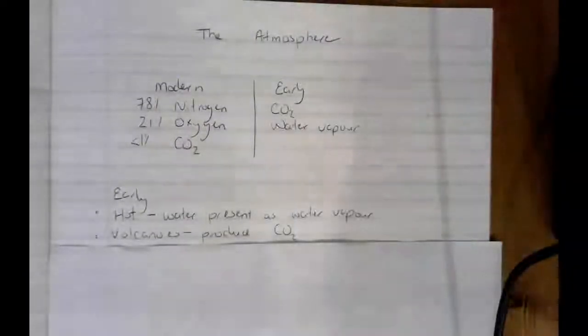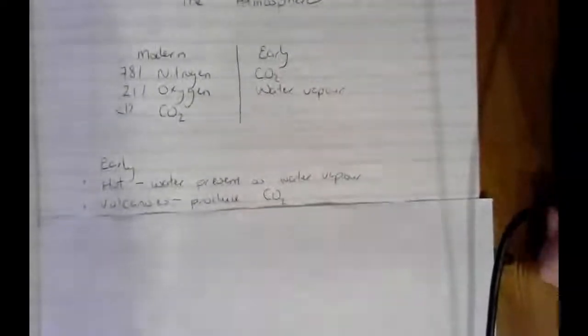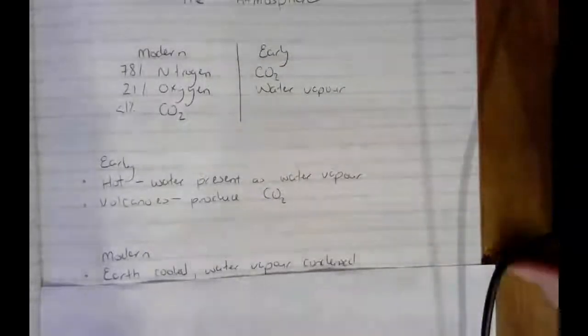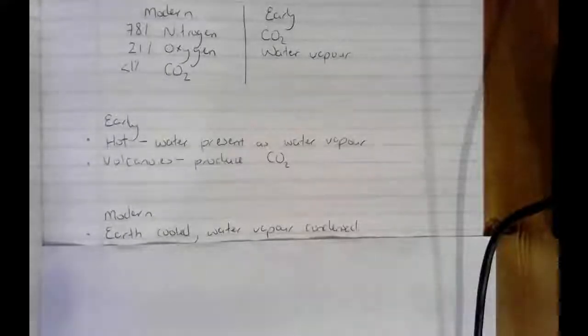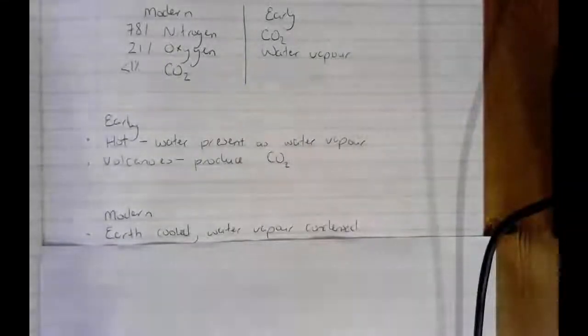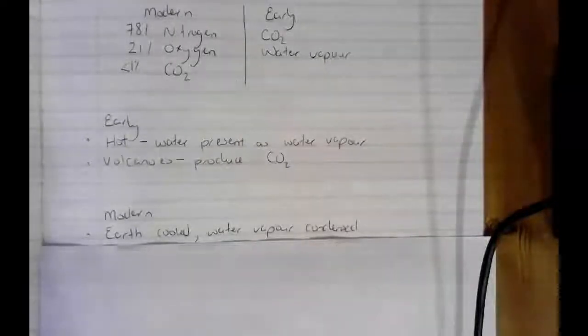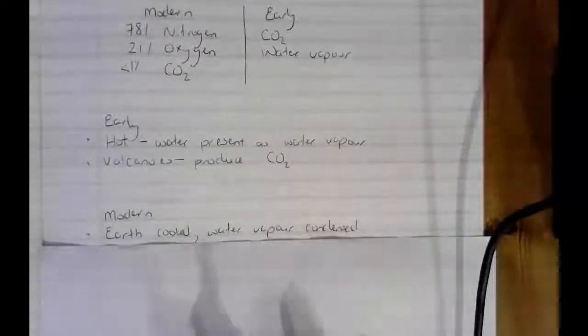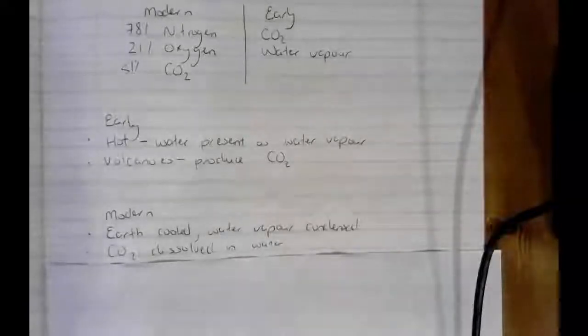If we look at the modern atmosphere, you can see it's quite different, and you need to know how that atmosphere changed and why it changed. So the first thing that would have happened is that the Earth cooled. And when the Earth cooled, the water vapor condensed. If you were asked about this, you'd need to use the words cooled and condensed. So all of that water vapor would have cooled, condensed, and formed oceans. Once those oceans were formed, the carbon dioxide that was in the atmosphere dissolved in the oceans, and that massively reduced the amount of carbon dioxide in the atmosphere.